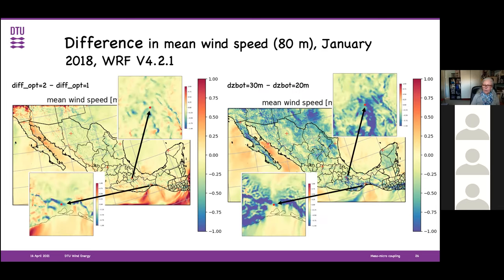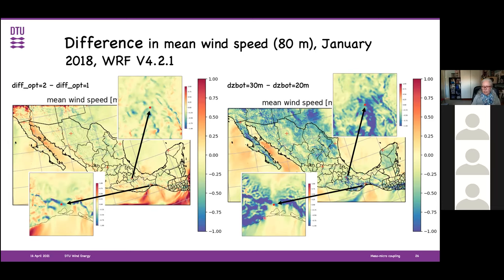And if we focus on the sites that we're interested in, in this case for the site MASS seven, you can see the very complex topography. And what made a difference here was changing the height of the first model level. In the case of Oaxaca and MASS four, you also get a decrease for both this diffusion option and by the change in the height.